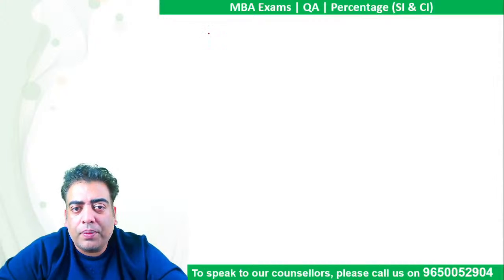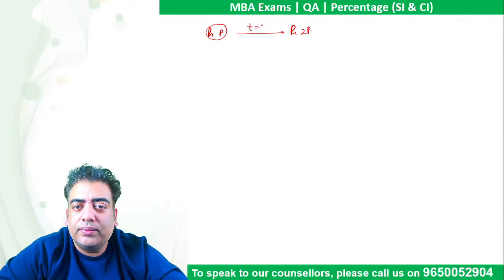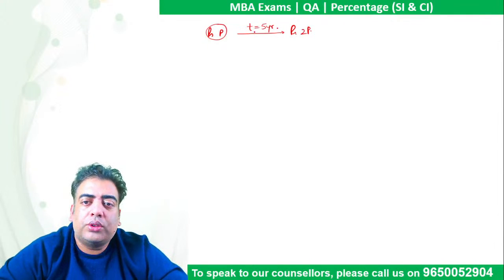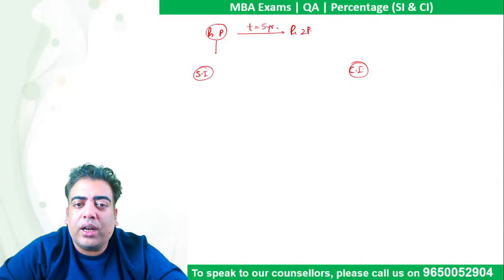If you are given that a person invested some amount and it doubled in 5 years. So the question can be based on simple interest or the question can be based on compound interest. If in the question he says, after how many years will it become 16 times of the investment?